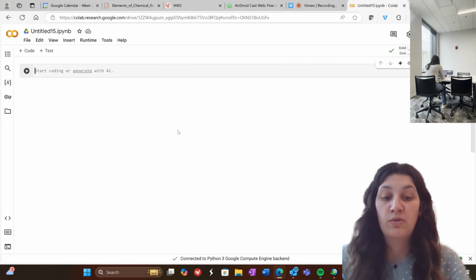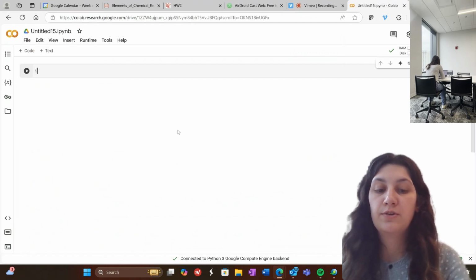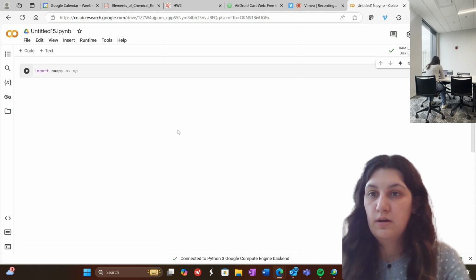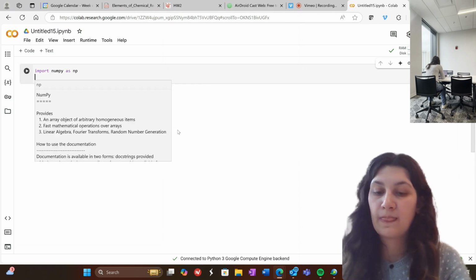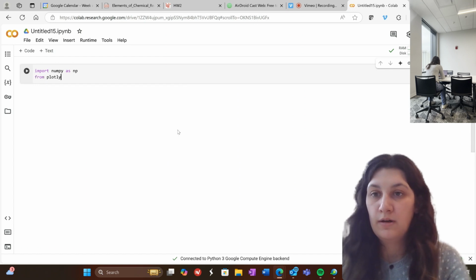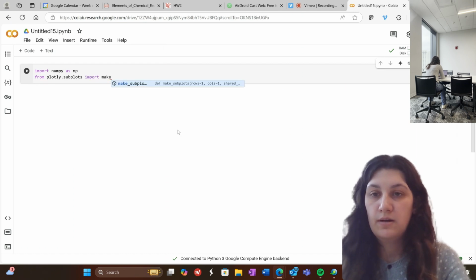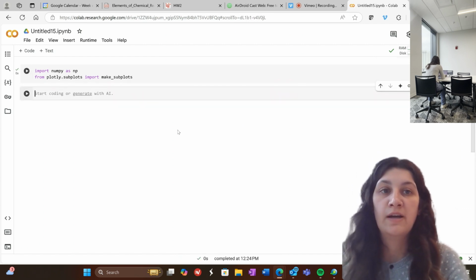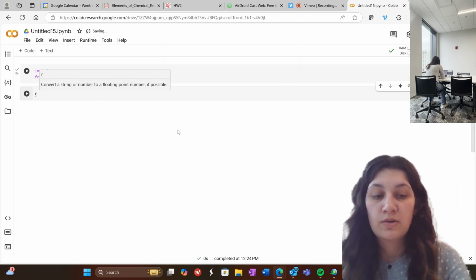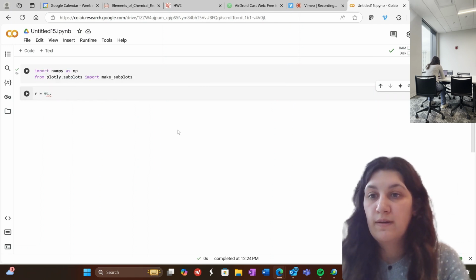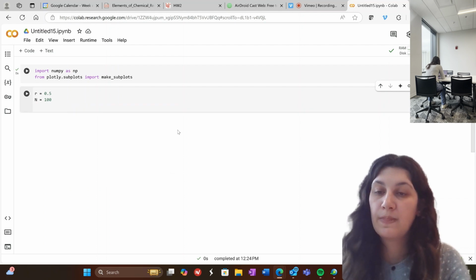So to start, as always, we want to import our libraries. So import numpy as np, and from plotly.subplots import make_subplots. Then we want to define our parameters. So we're going to start with an R value of 0.5. Then we're going to make 100 sections in our bar.